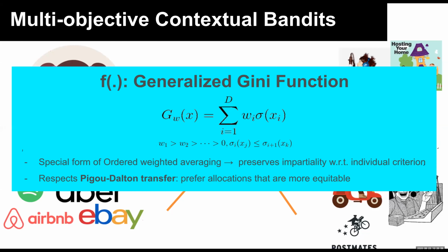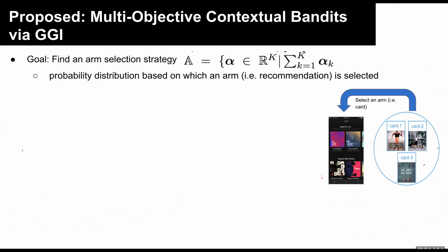So let's look at what a contextual bandit solution around this Gini formulation would look like. The goal is to find an arm selection strategy. This is typical of any contextual bandit formulation, right? We have some arms. Arms are playlists for us. In general, if you go to Spotify, you have a bunch of playlists. Let's say for each user, we select 1,000 candidate playlists. Each playlist is a card, which is an action, which is an arm you select.